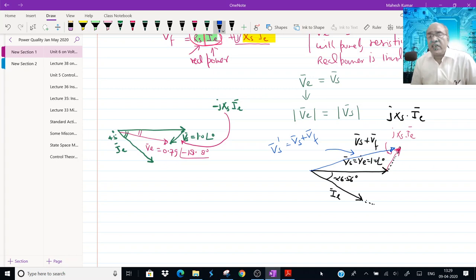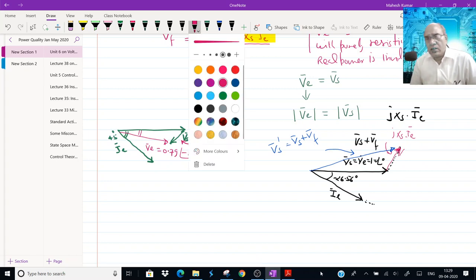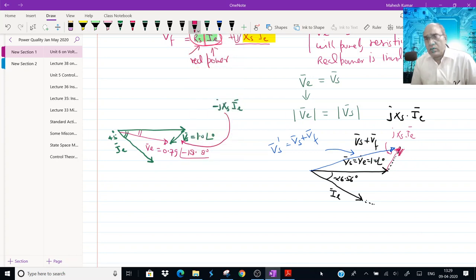So basically what is being done is that we are compensating this voltage by injecting VF equal to minus jXS into IL, so that these two get cancelled, and hence we are getting VS equal to VL.